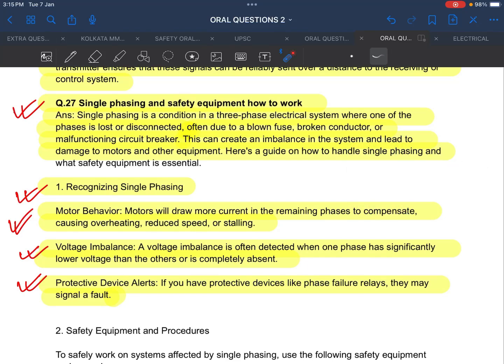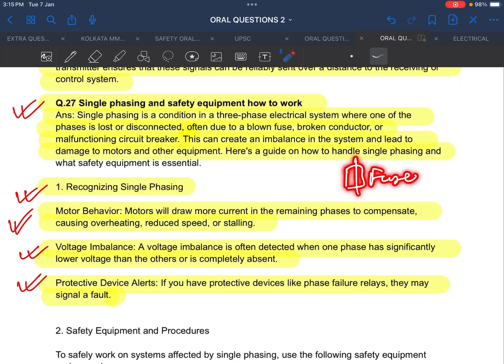That is the case of the open circuit, and due to this single phasing can occur sometimes. Single phasing is a condition in a 3-phase electrical system when one of the phases is lost or disconnected, as I told before, often due to a blown fuse. Also the circuit having the fuses.